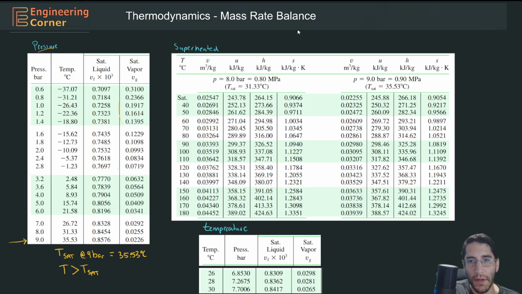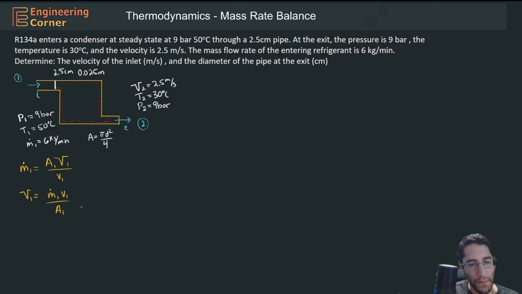Okay, so I go to the superheated table. I look at 9 bar. And then I go down to 50 degrees C. And I get that specific volume. Notice that it is times 10 to the minus 3. Okay, so let's go back to here and let's write down everything we have.